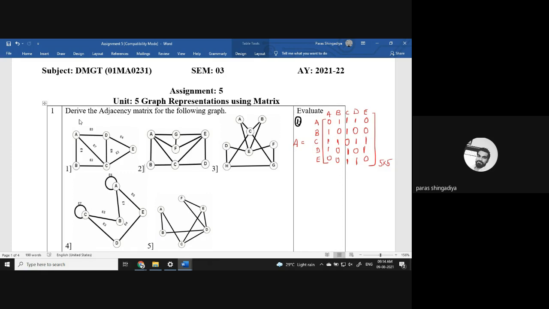Is it clear, the evaluation? I think we have discussed 3 to 4 examples during the lecture time also. Is it clear to all how to derive the adjacency matrix for any graph? Yes, sir. Clear. So now do it for the second graph, third graph, fourth and fifth one.